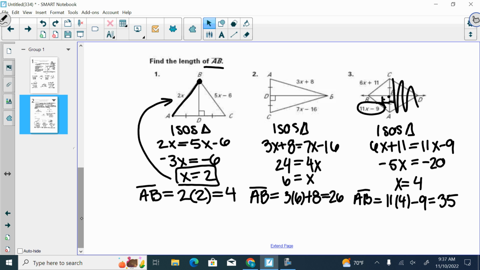Alright. So, as long as you know what the properties are, the math is not going to be too difficult. You just have to remember what the properties are so that you know what you can set up. Alright?